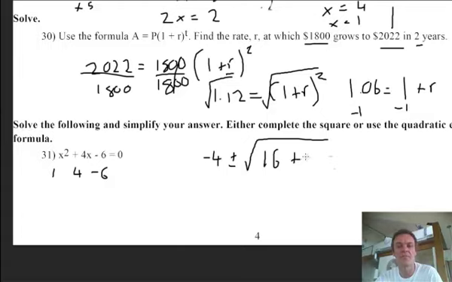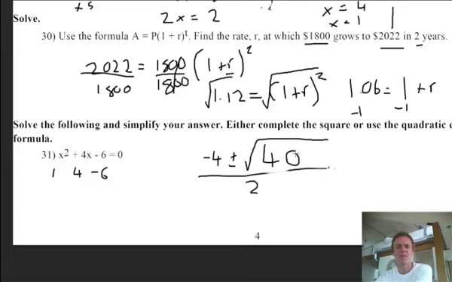Okay, which is 40. And that's all still over 2. So let's have a look. So we've got the square root of 40. Again, I'll erase this. What's the square root of 40? So the 16 and 24 is 40.